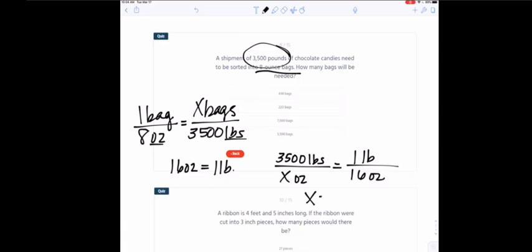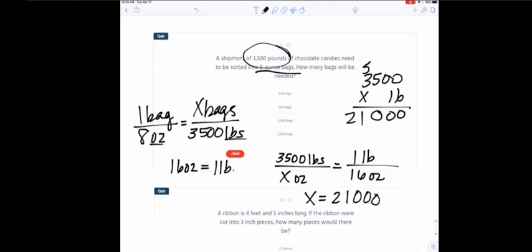So X times 1 is X. 3,500 times 16 is going to be a big number. So let's multiply it up here. 6 times 0 is 0. 6 times 0 is 0. 6 times 5 is 30. 6 times 3, 18, plus 3, 21. So this is 21,000.